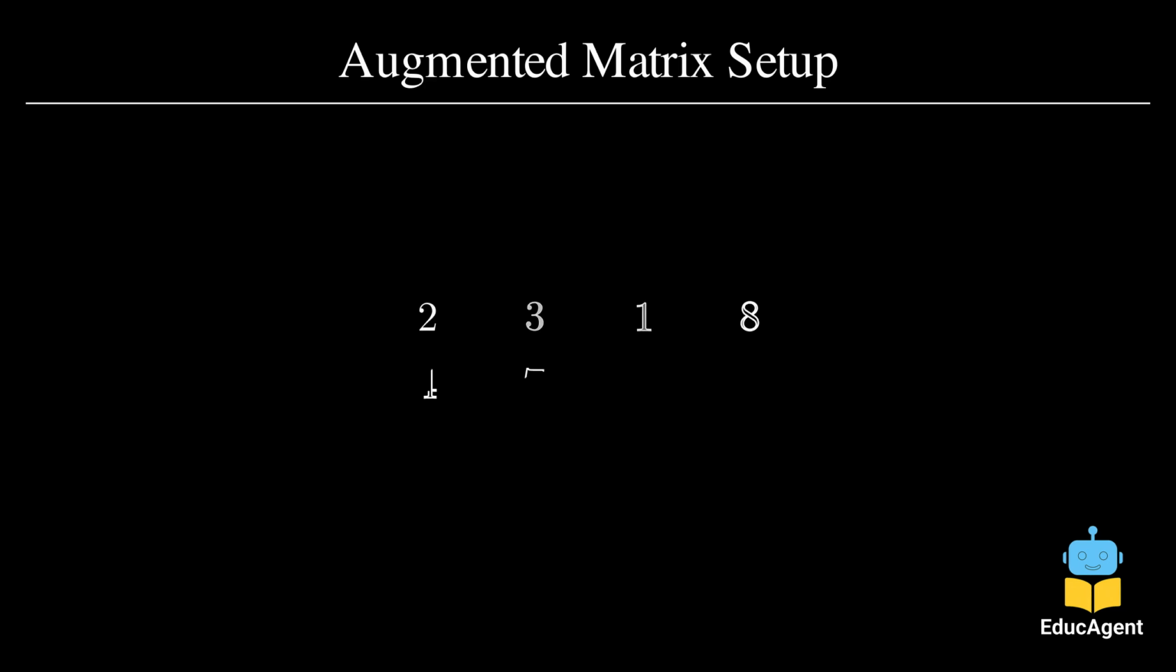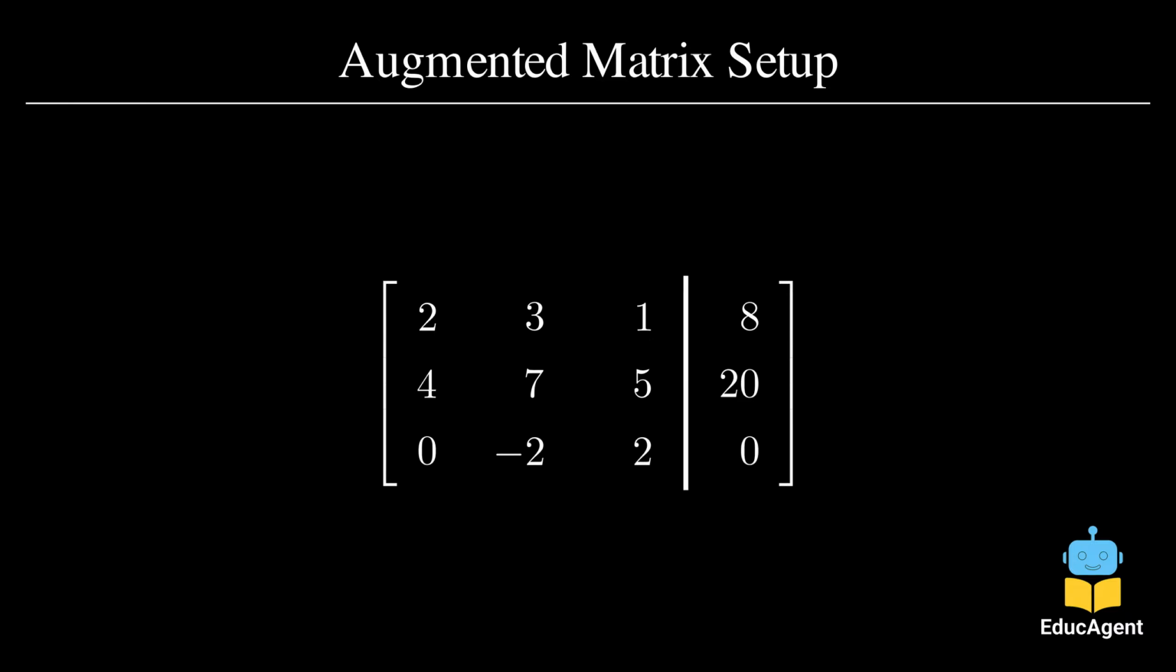Let's package the system into an augmented matrix, so elimination becomes a clean sequence of row operations. Our first pivot candidate is the 2 in the top left. We'll eliminate the entries below it in column 1.